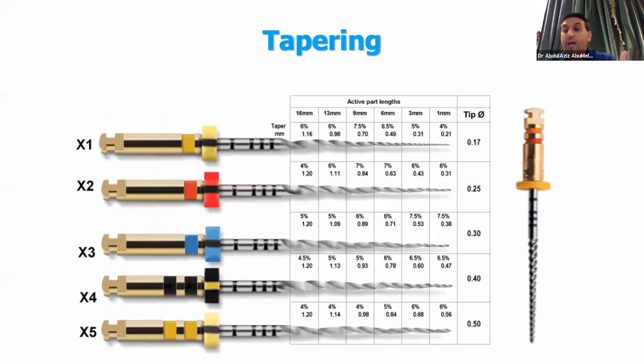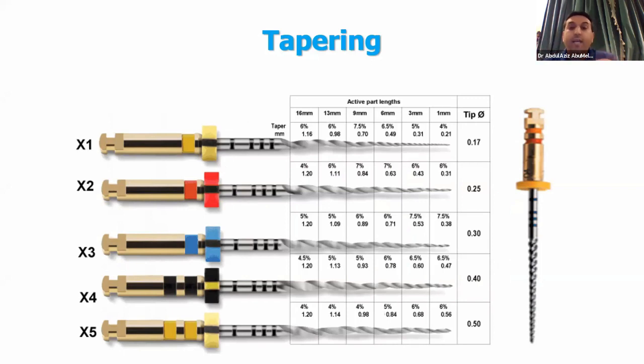On the left side, we have one of the famous rotary systems, the ProTaper Next. If you have the ProTaper Next, it's called a variable taper. Variable taper means that each 1 or 2 millimeters of the same file has a different taper.